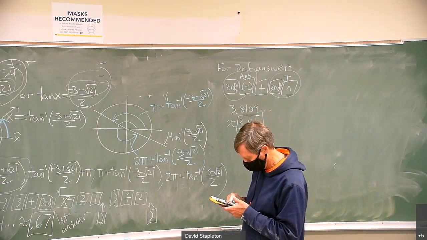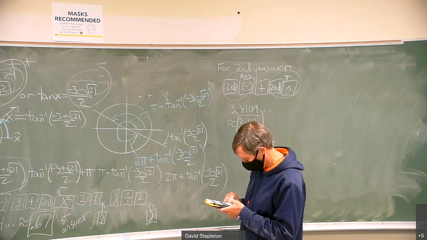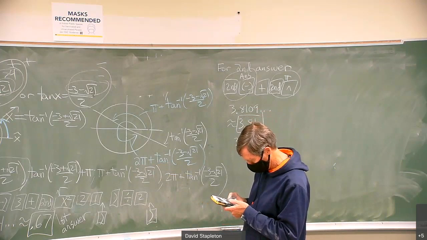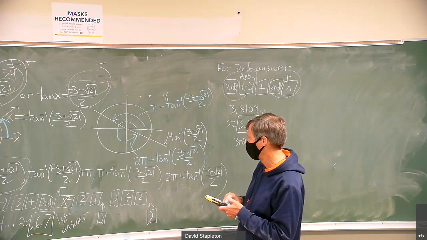Arctangent, parentheses, minus 3 minus square root 21, close parentheses, divided by 2, close parentheses.